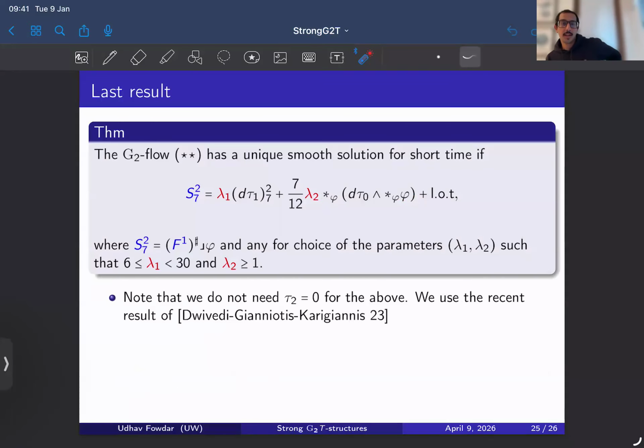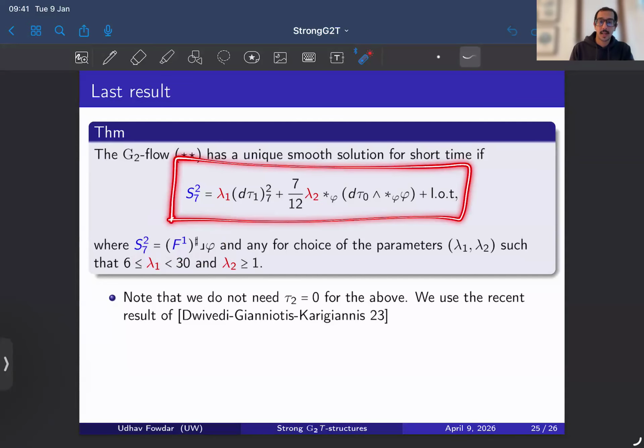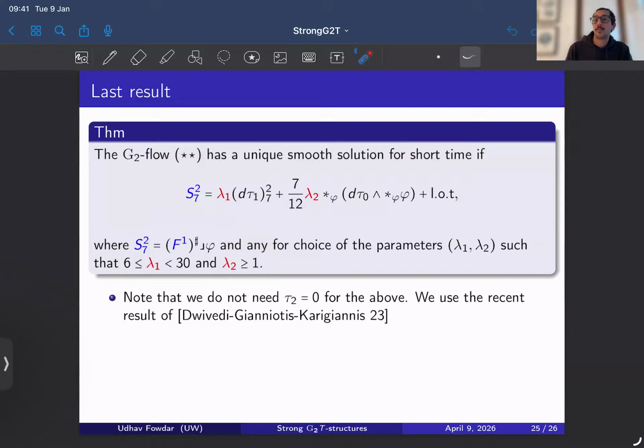And what we did with Anna is we used the result due to Shubham Dwivedi, Panagiotis Gianniotis, and Spiro Karigiannis, who had proven before that there's a whole family of G2 flows that have short-time existence under certain criteria. We took their result and converted it to our setup, and we tried to find in which case this flow that we proposed would have short-time existence. And it turns out that as long as your one form, which you can convert into a two form by this G2 isomorphism here, is of the following form, where these constants lambda1 and lambda2 lie in a certain nice range of values, then this flow will always have short-time existence.